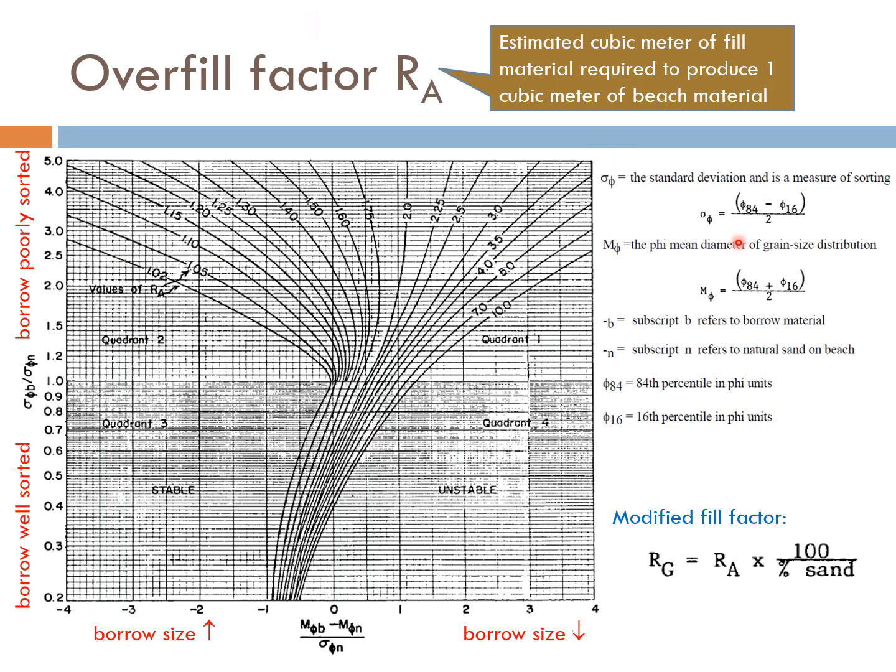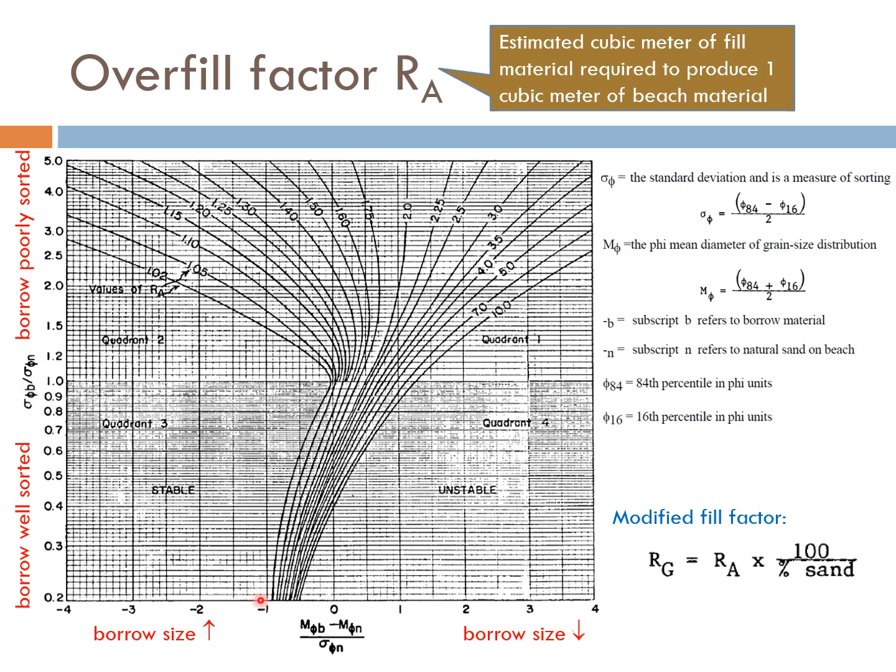We will quantify the sorting value and the mean diameter M of both the borrow material and the native material, so that we are able to calculate the ratio for this expression and this expression.